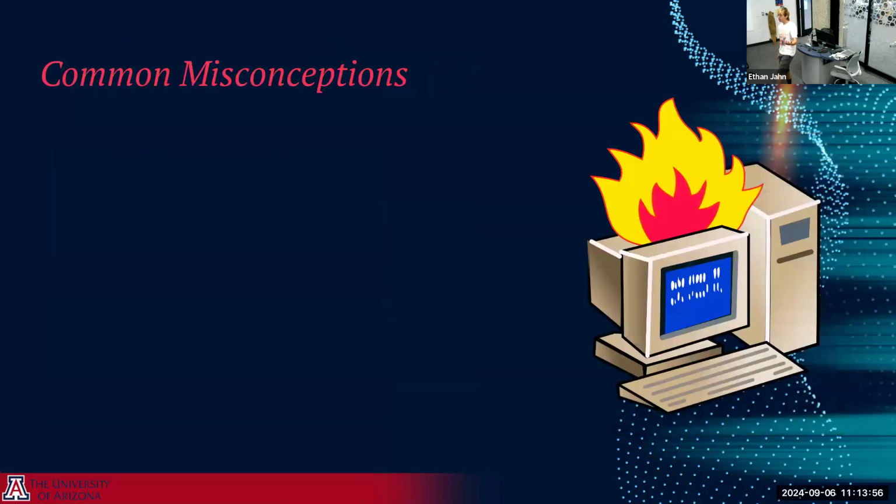So, some more common misconceptions about HPC, and in particular, what happens when you use the HPC. The first common misconception is that my code will automatically run faster. If I take my Python script that I'm running on my laptop and change nothing about it and put it on the HPC, you might find that it will actually run slower. This is a common misconception.